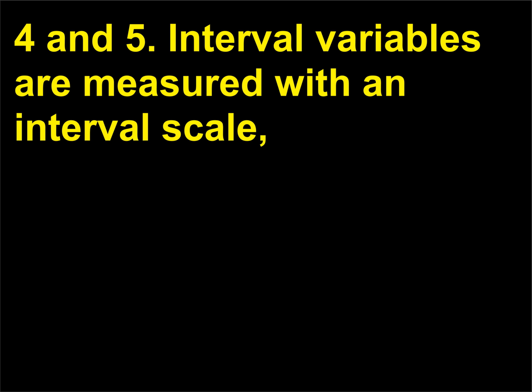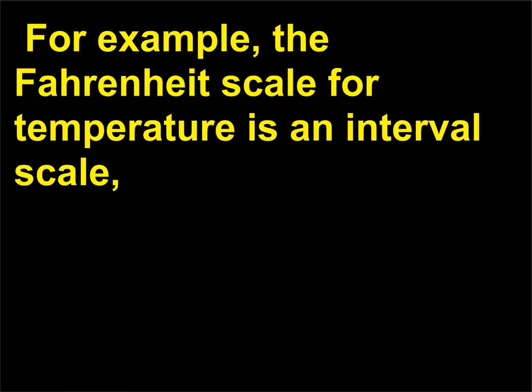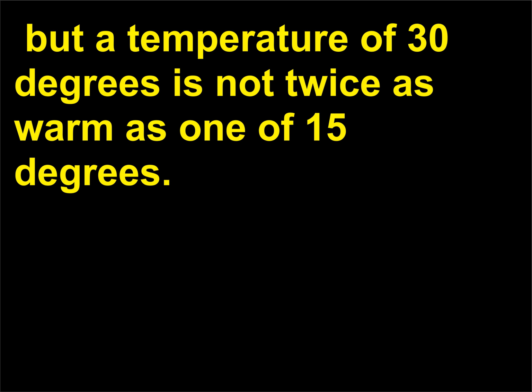Interval variables are measured with an interval scale, in which one unit on the scale represents the same magnitude of the characteristic being measured across the whole range of the scale. For example, the Fahrenheit scale for temperature is an interval scale, in which equal differences on this scale represent equal differences in temperature. But a temperature of 30 degrees is not twice as warm as one of 15 degrees.